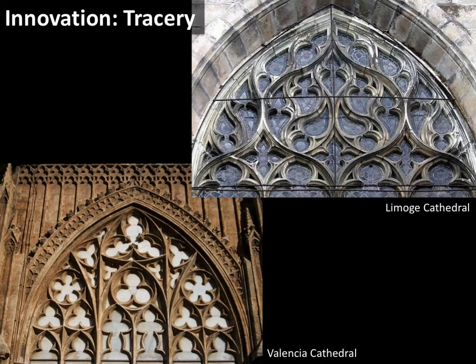On the left-hand side, we have the Valencia Cathedral. I can tell that this cathedral is older than the cathedral at the top, Limoges Cathedral. How can I tell the Limoges Cathedral is younger or later in the period? Oh, it's that flamboyant style. You see that ogive arch there, that flame-like shape? There you go. That's a little bit later.